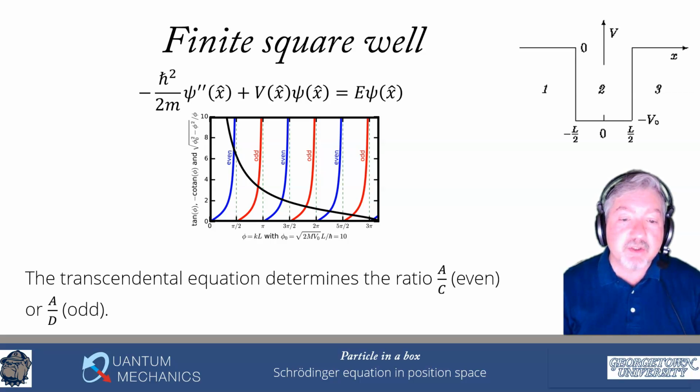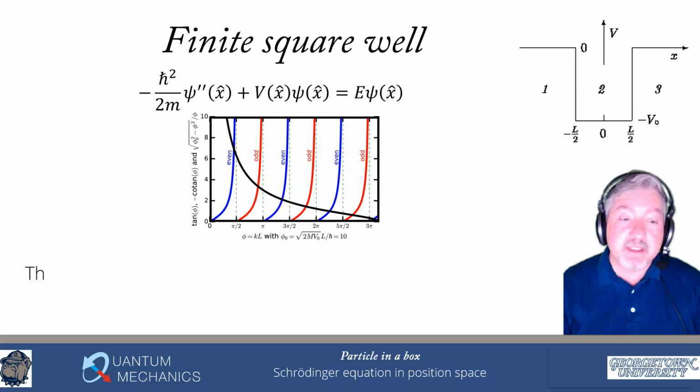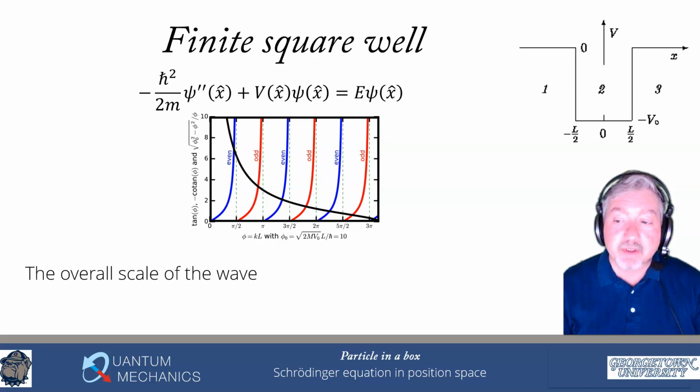So the transcendental equation is going to determine the ratio of A over C. If I go back and plug into that transcendental equation with a given root, a phi star, I will call it, which is a particular value of phi that satisfies that transcendental equation, then I can get the ratio of A over C, and I can get the ratio of A over D. I also will get the energy.